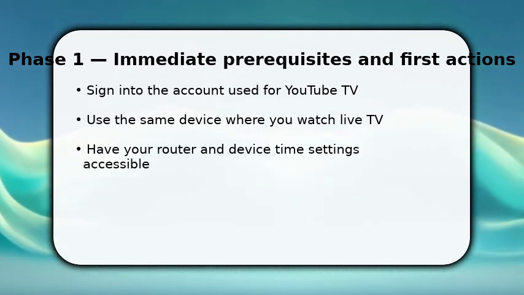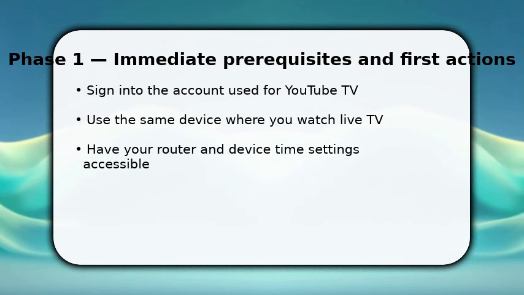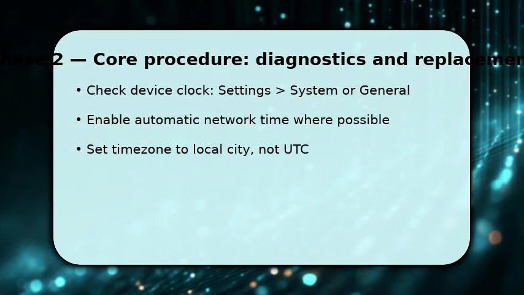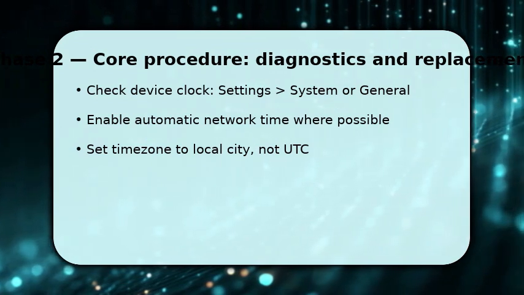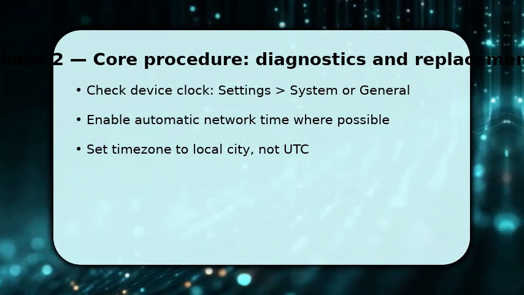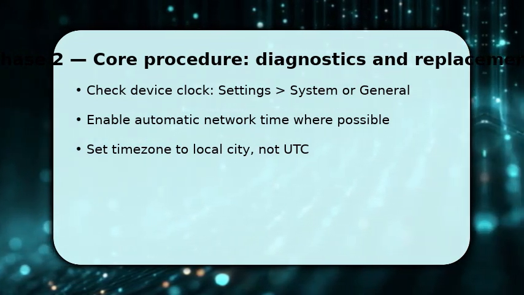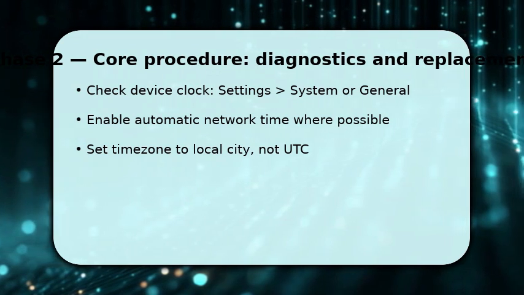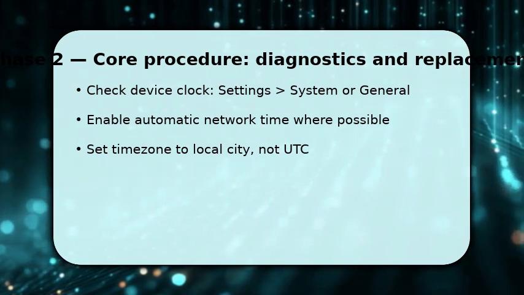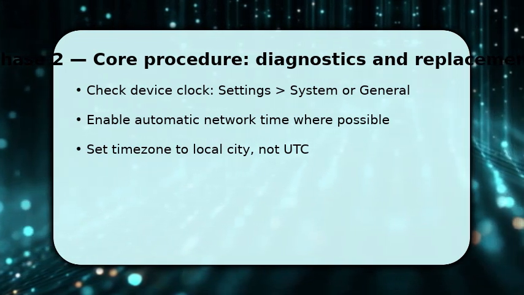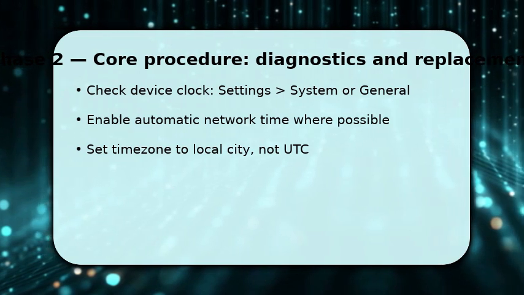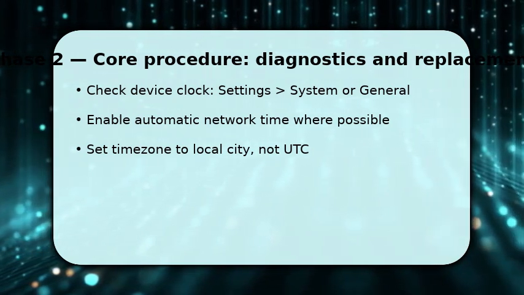Now adjust the device time settings because YouTube TV mirrors device and network time to schedule playback and DVR. Go to your streaming device settings, then System or General, and choose Date and Time. Select Automatic or use network-provided time when available, since that prevents drift after reboots. If Automatic isn't accurate, manually set the time zone to your local city rather than UTC so guide listings match.